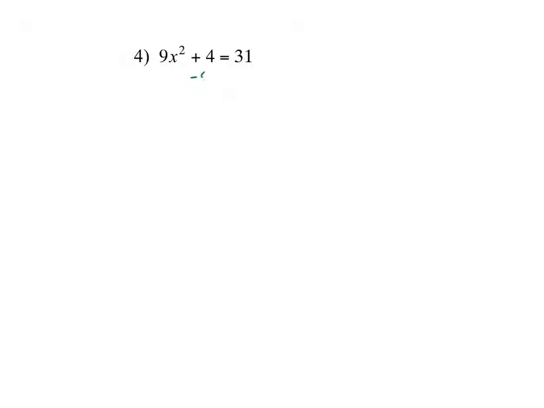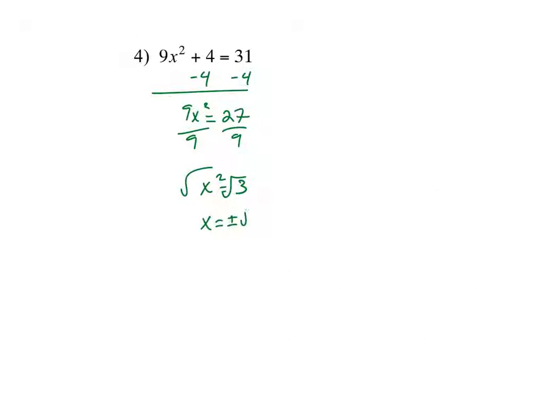So again, I'm going to subtract minus 4 first. So 9x squared equals 27. Now I'm going to divide by 9. So x squared equals 3. And I'm going to take the square root on both sides. So x equals plus or minus square root of 3. And that one I cannot simplify because it's just a prime number. So it's plus or minus square root of 3.